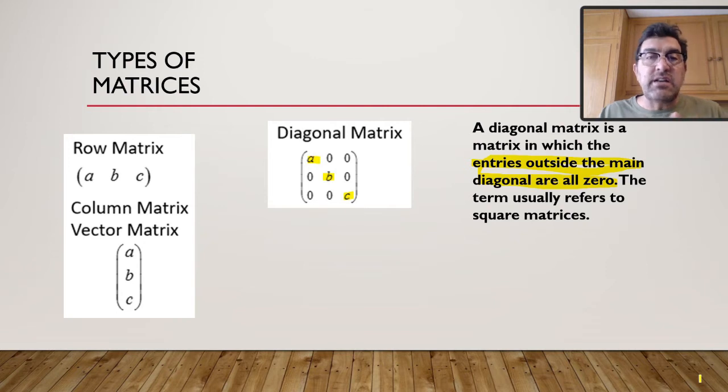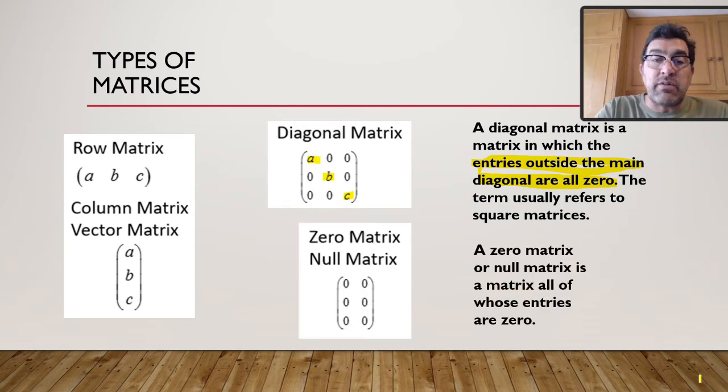Again, in a diagonal matrix, all the entries that are not on the main diagonal are zeros. Okay, a zero matrix or a null matrix is a matrix of all entries being 0, as you can see over there.